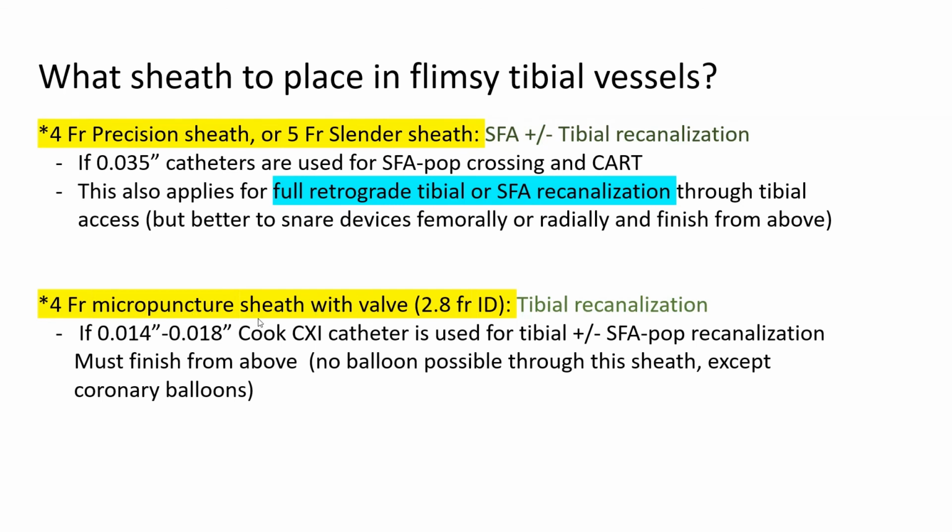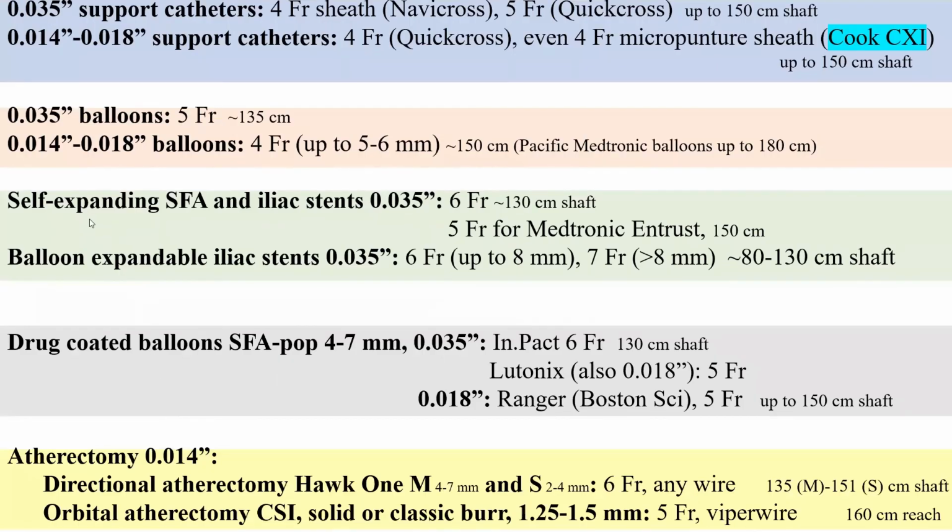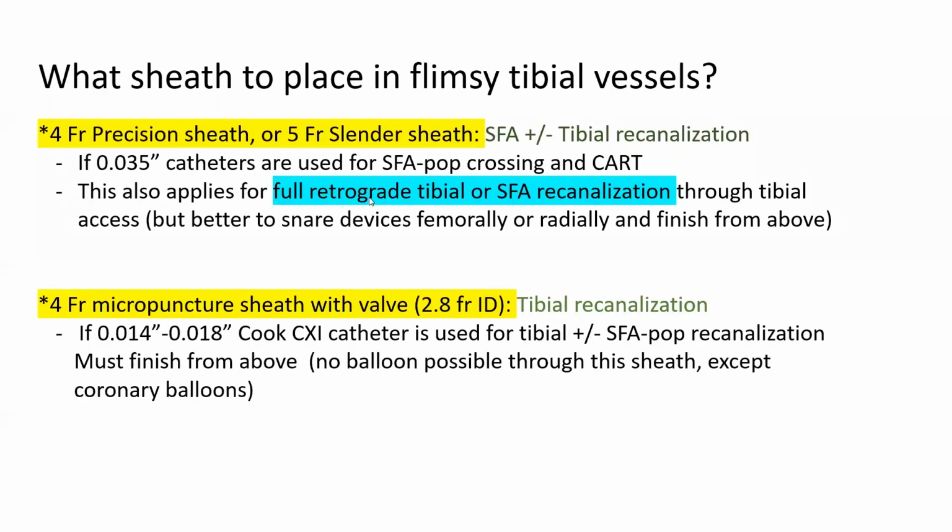If you're worried, for SFA, you can at times try an 018-inch system and try to cross it with an 018 Cook and glide wire to do that retrograde antegrade. So you can. The problem is you cannot advance balloons through this except coronary balloons. None of those balloons that I described here would go through a micropuncture sheath except coronary balloons.